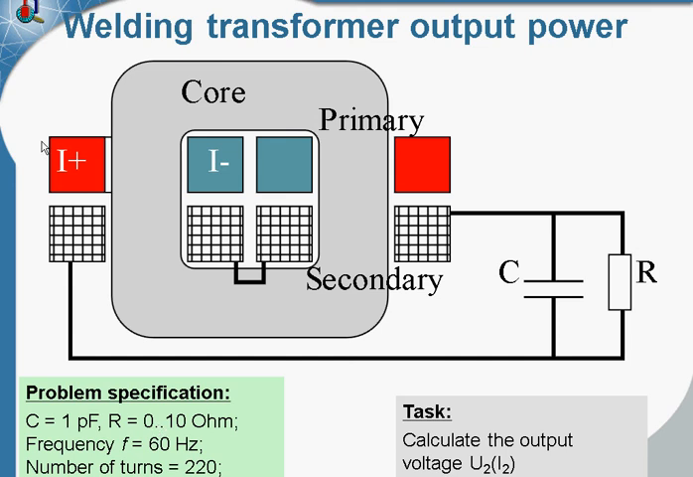The primary winding is connected to the AC voltage, frequency 60 Hz, and our task is to calculate the output voltage as a function of loading current.